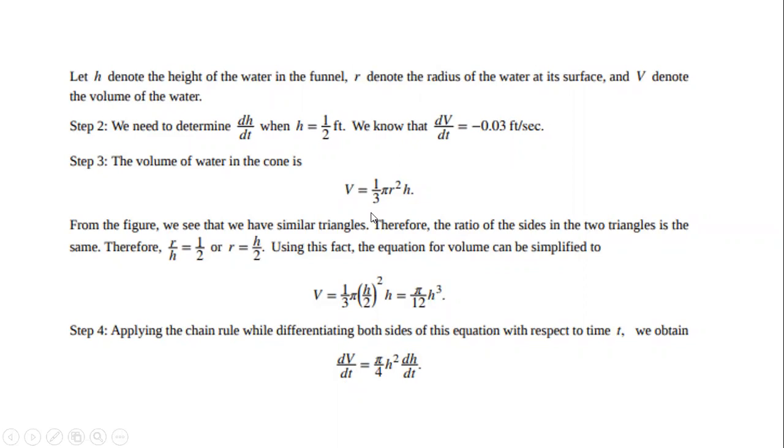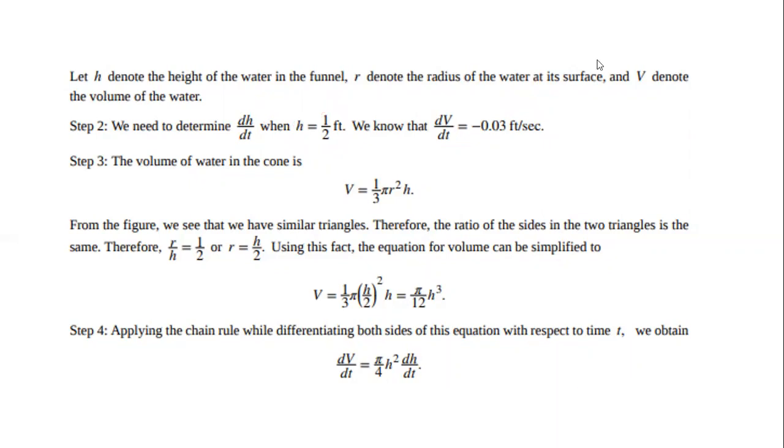So this is the second step: what is the known and what is the unknown. We have to find dh/dt, that is, the change in the height of the water in the funnel, when the height equals half a foot. The next known value is dV/dt, which is negative 0.03 feet cubed per second. So dh/dt is the unknown, and h and dV/dt are the known values.